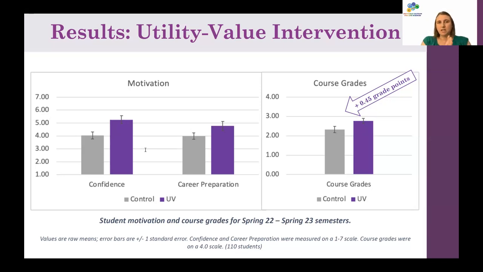We've also seen really exciting impacts on student grades. Averaged over the three semesters that we've tested the intervention so far, we've seen an increase of almost half a grade point for students on average. I'm not showing results here as a function of race and ethnicity, because once we split into control and utility value groups, the ends start to get really small. But I can tell you descriptively that we do see positive effects for all three of the groups that I showed you on the previous slide: white students, Asian students, and Hispanic and Latina students.